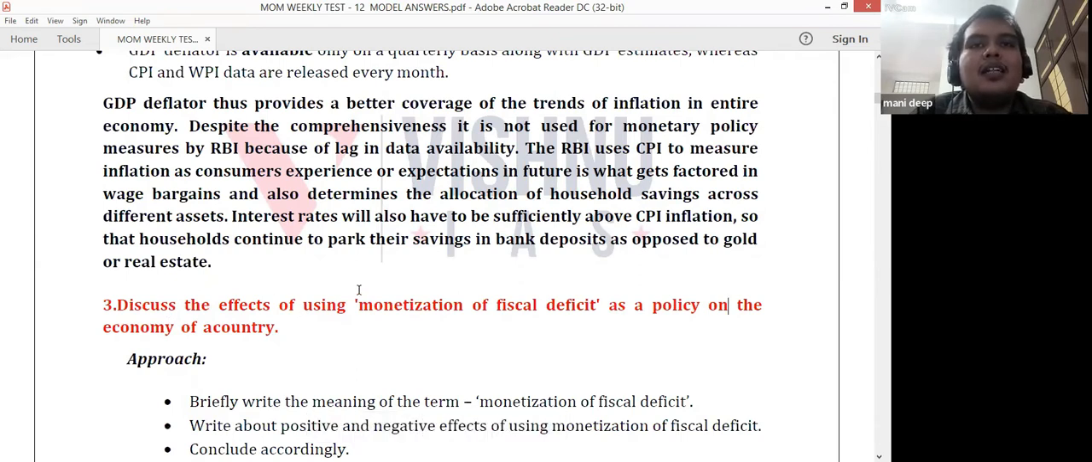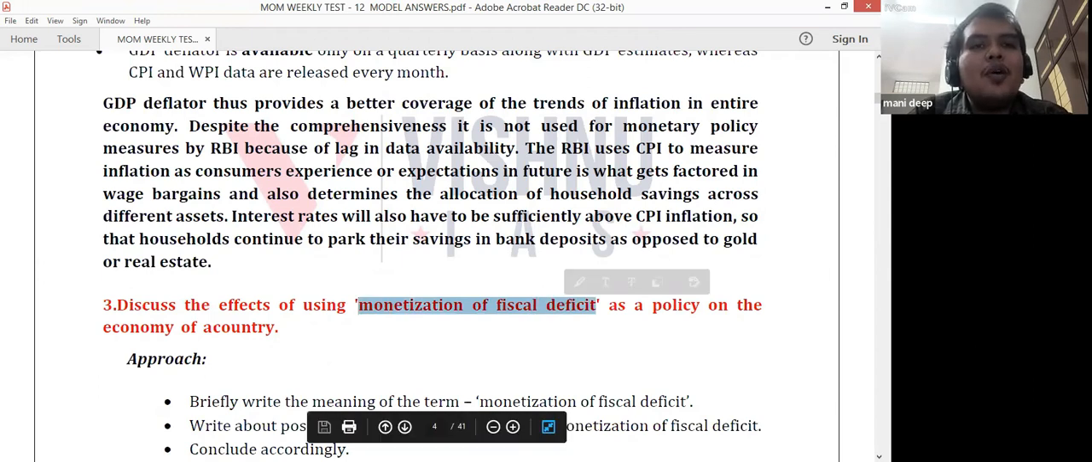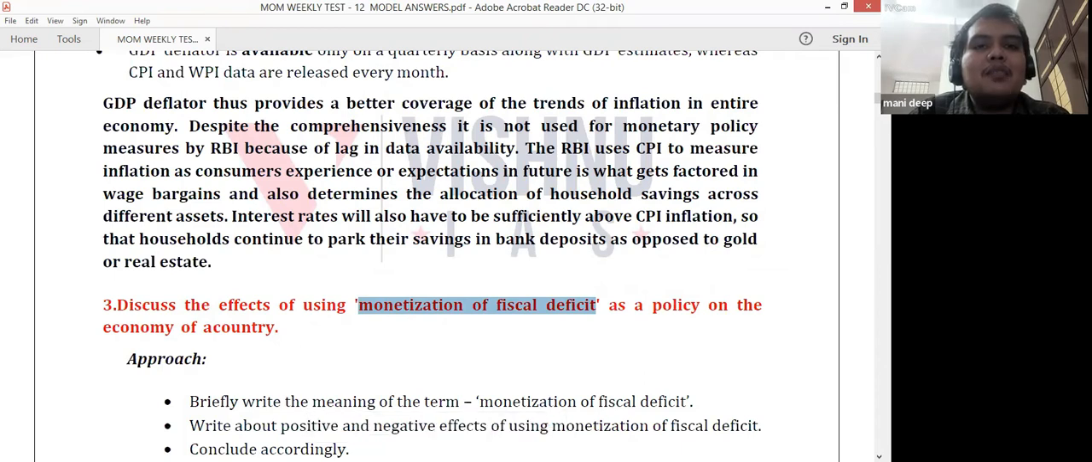Then the third question is regarding monetization of the fiscal deficit. First you should know what the fiscal deficit is. For every fiscal year, the government brings in a budget. Every budget is a borrowable budget. We have a budget with a deficit so that we can spend more than we are earning, so that the economy expands. This gap is called the fiscal deficit.